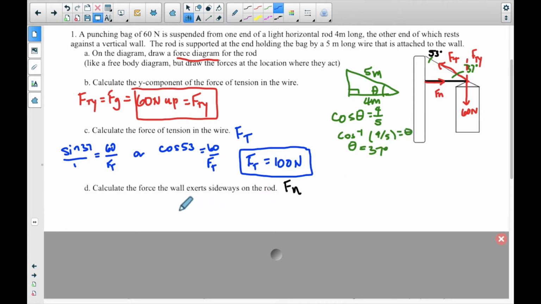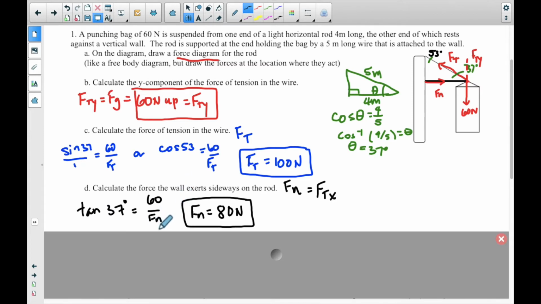Okay, we have a force that the wall is exerting on the rod, and on our diagram that is labeled as the normal force. If you take a minute to look at it, what would that be equivalent to? Well, that should be equivalent to the force of tension in the x direction. So once again, depending on your perspective, use the 37 degree, the 53 degree, whatever you know, and see what you can come up with for the normal force, which is the force of tension in the x direction.